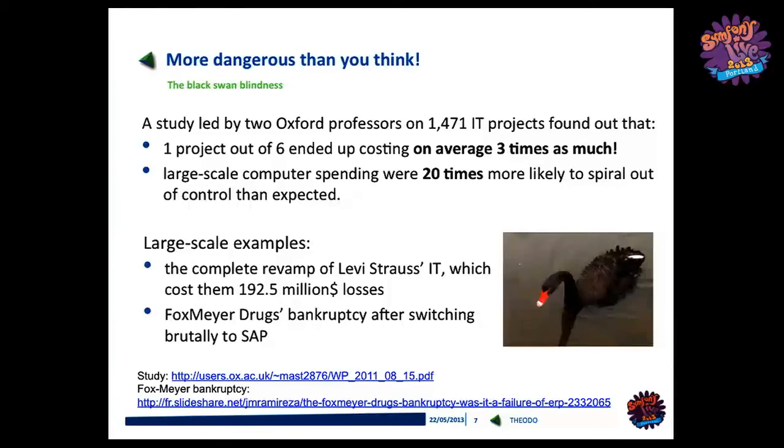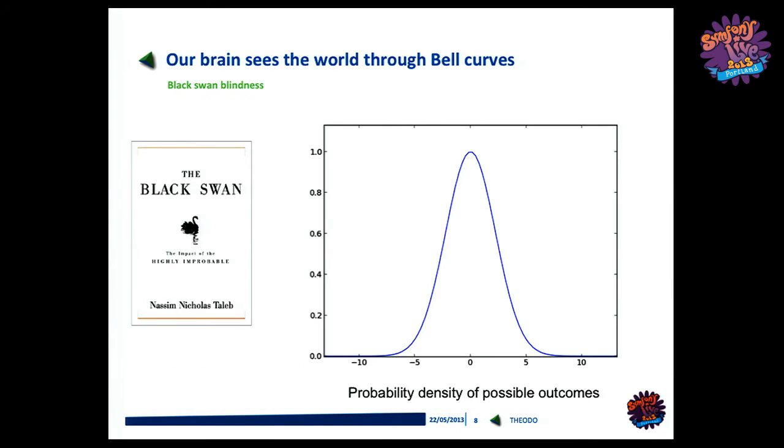Now, the black swan blindness effect is quite interesting, so I'm going to go back to it a little bit. It refers to the book The Black Swan. I don't know if you've read it, but it's about why the financial crisis happened and what happens in our brains. The idea is quite simple: we've been through evolution.